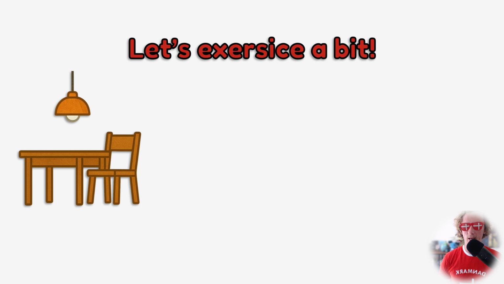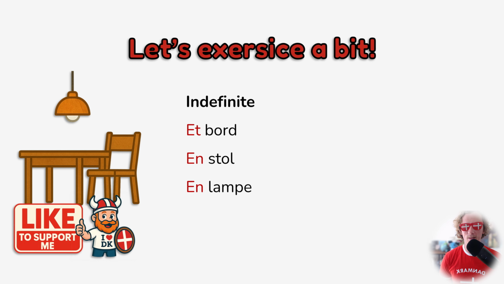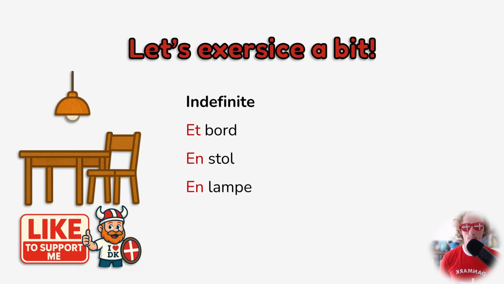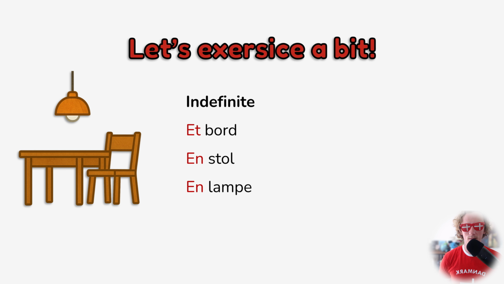So let's see here. We have here 3 elements in this picture. We have a lamp, a chair, and a table. So I'm not that mean that I'm just going to let you guess. So let's take a look what they are actually called in the indefinite form. Et bord means a table. En stol means a chair. And en lampe is a lamp. So now take a few seconds and try to say out loud how you think it's going to be in the definite form. Remember, the article behind the word forms the definite noun.